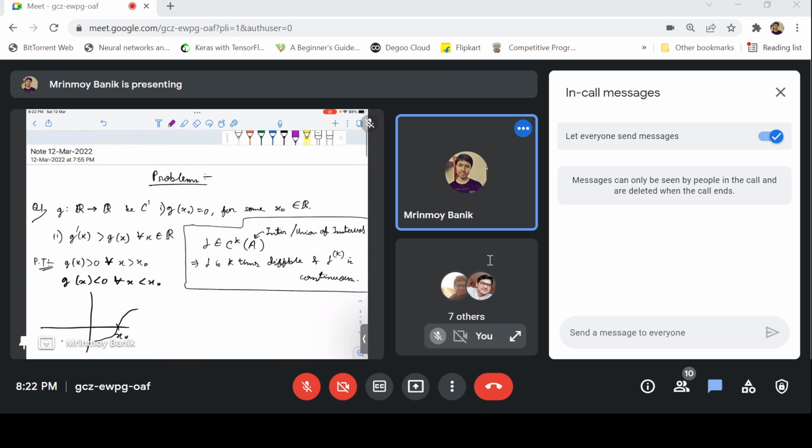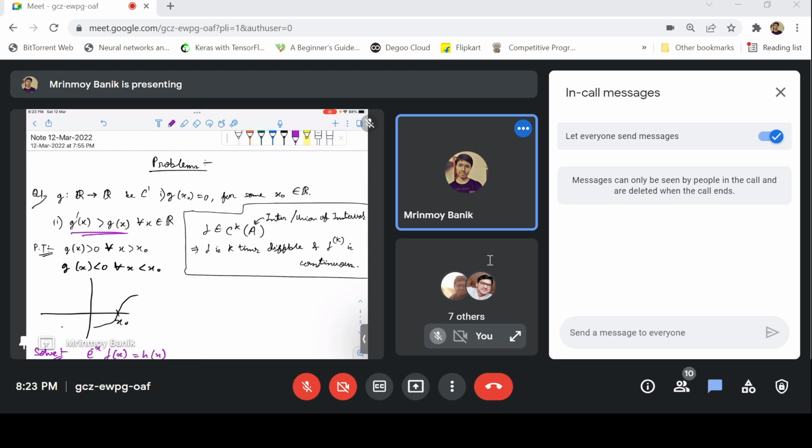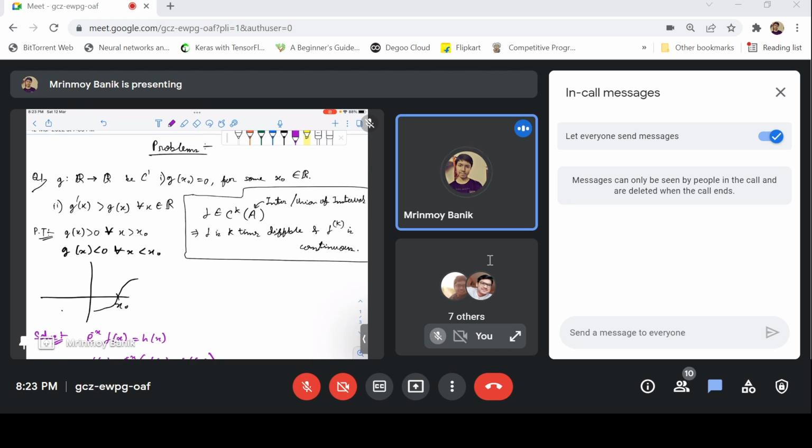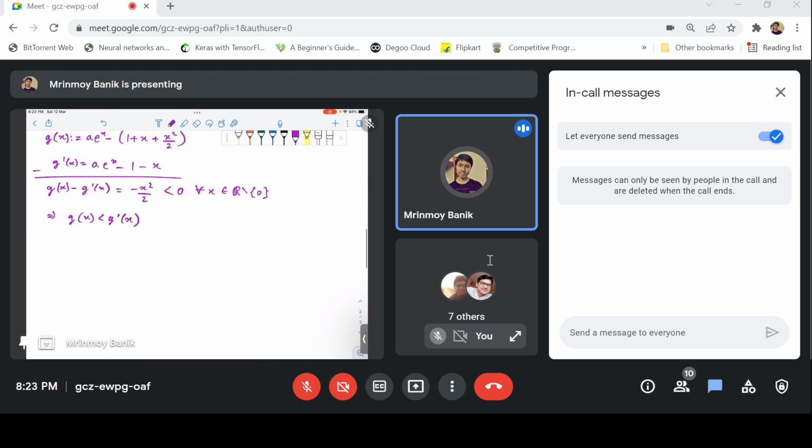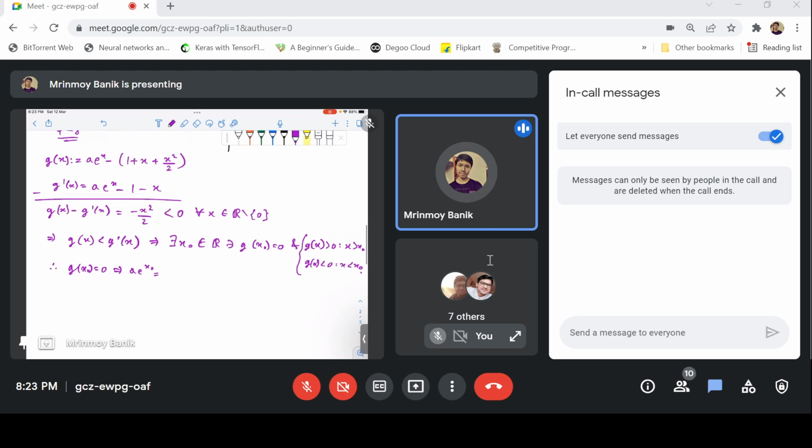And from the first problem, if gx is less than g dash x, and g is already C1 here, which implies there exists x naught in R such that g of x naught is equal to 0, and gx is greater than 0 for all x greater than x naught, and gx is less than 0 for all x less than x naught. And that x naught is exactly our solution, since g of x naught being 0 implies e power x naught is equal to 1 plus x naught plus x naught squared by 2.